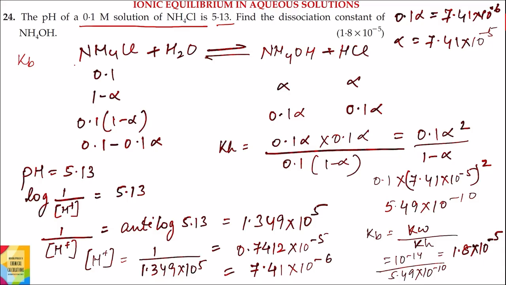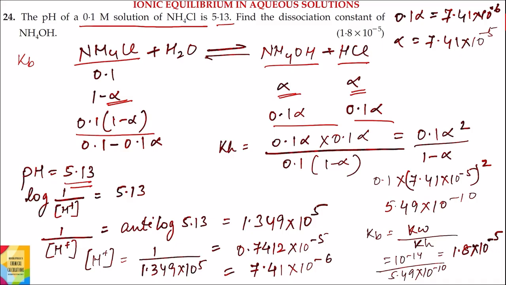1 mole of ammonium chloride is hydrolyzed to give 1 mole of ammonium hydroxide and 1 mole of HCl. So alpha moles of ammonium chloride will hydrolyze to give alpha moles of NH4OH and alpha moles of HCl. The amount of NH4Cl left behind is 1 minus alpha moles. Now, if the initial concentration of NH4Cl is 0.1 mole per liter, then all these values will get multiplied by 0.1. Now, the pH of the solution is given as 5.13.